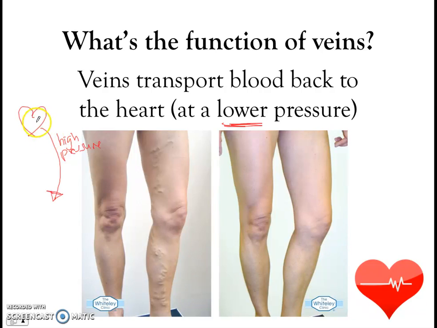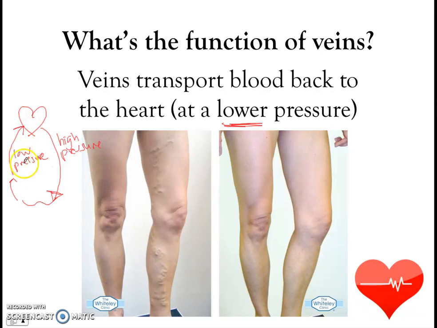Once blood moves out of the heart, it pumps out at a very high pressure, and it moves into the arteries, and then into the arterioles, and then into the capillaries, and then into the venules, and then into the veins, which transport blood back to the heart. Now by the time it reaches the veins, the blood has traveled a very great distance. It has lost a lot of energy. So blood is at a very low pressure once it's inside the veins.